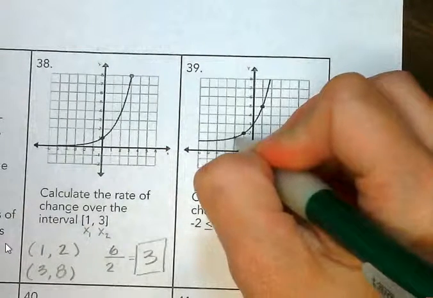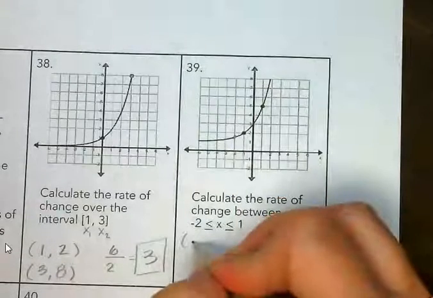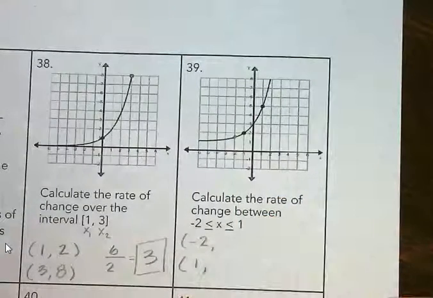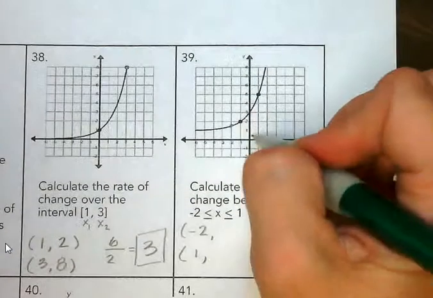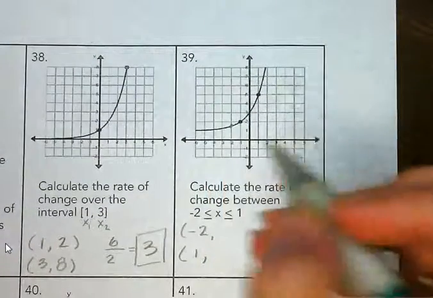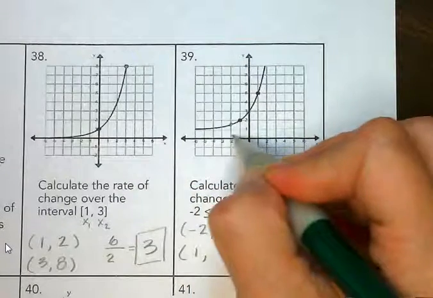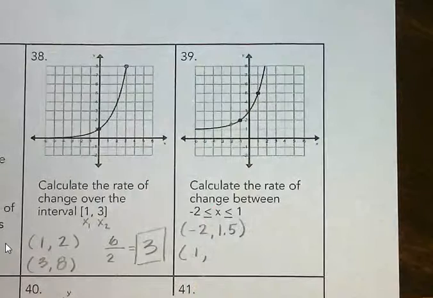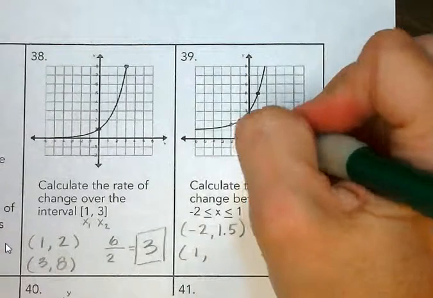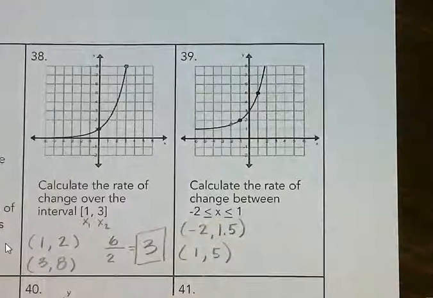-2 is right there, and then +1 is right there. So first, these are my 2 x's that I've been given. So I need to use the graph to find the y's. So at -2, this looks like it might be 1.5. So I'm going to say 1.5. And then at 1, it looks like 5. So this one might not be as nice, but we'll see what happens.